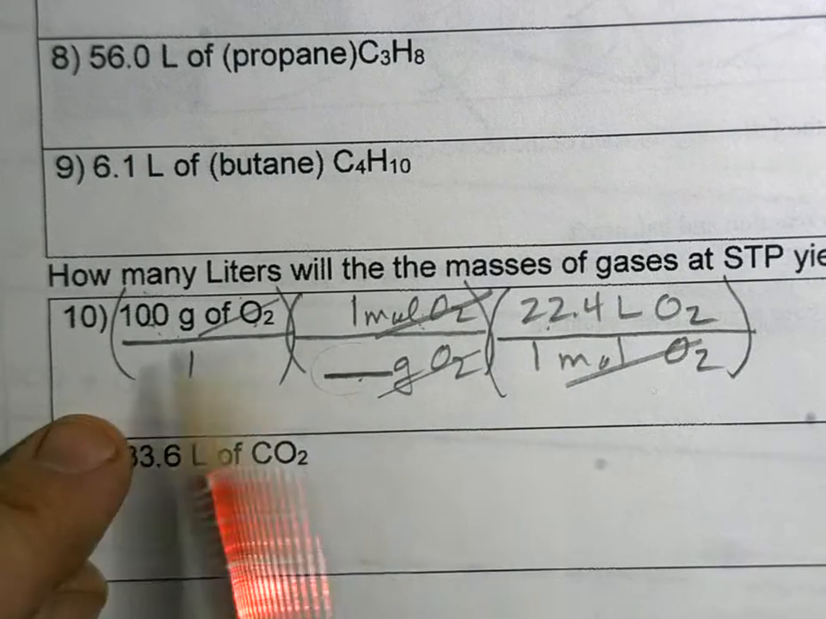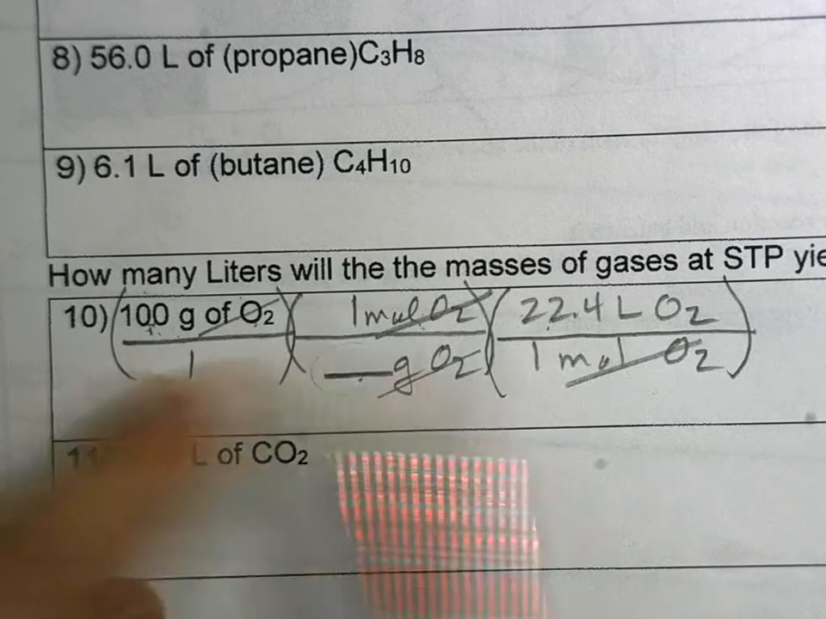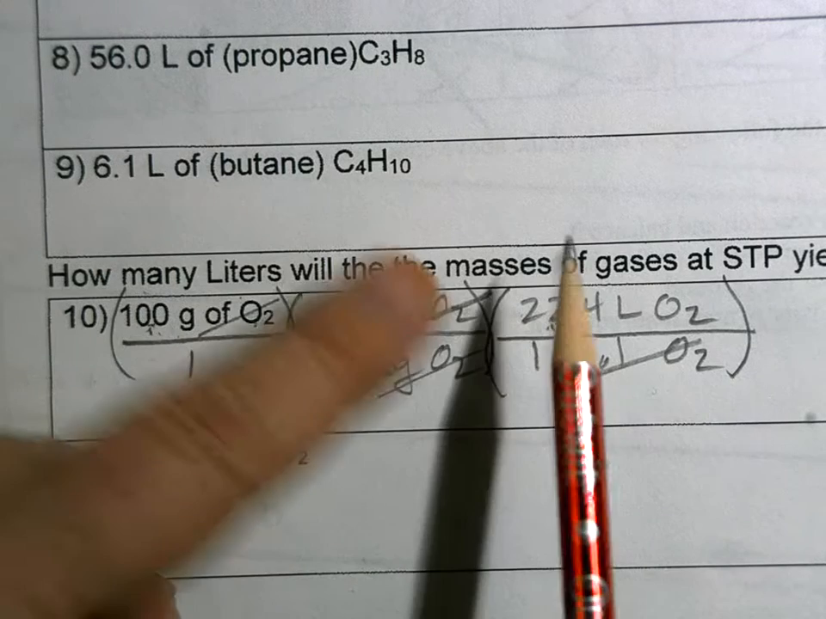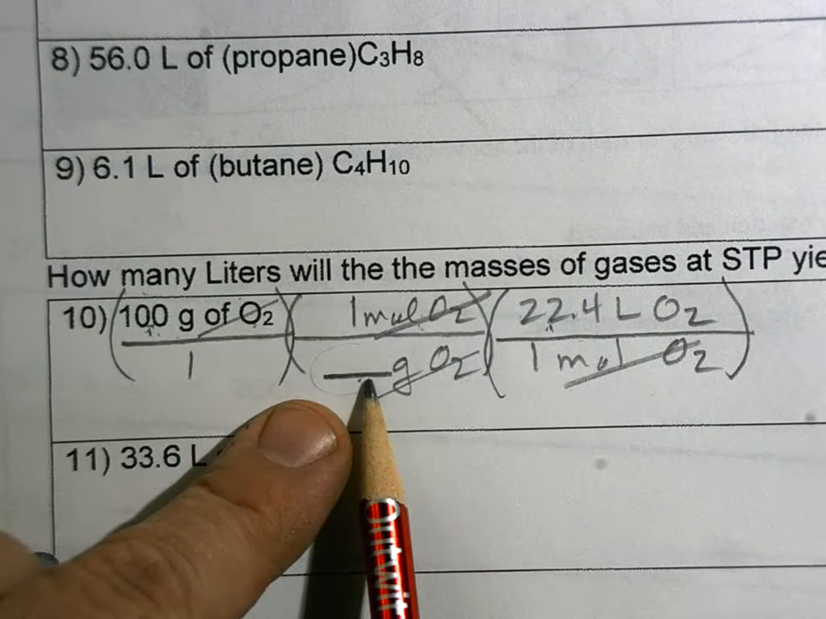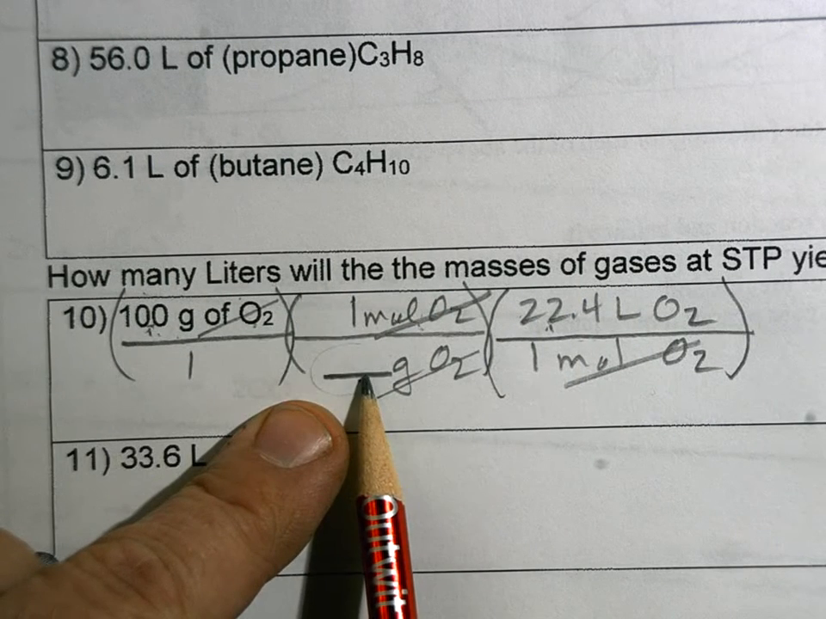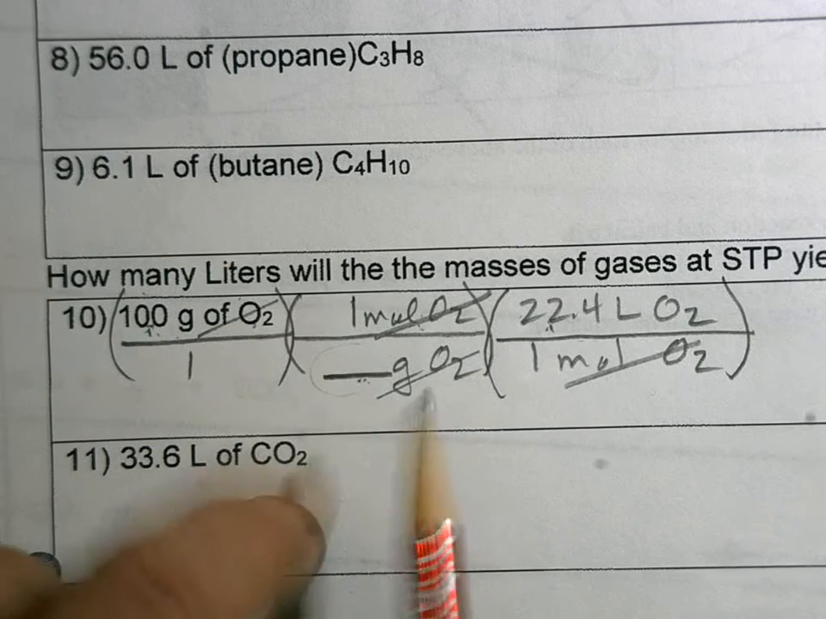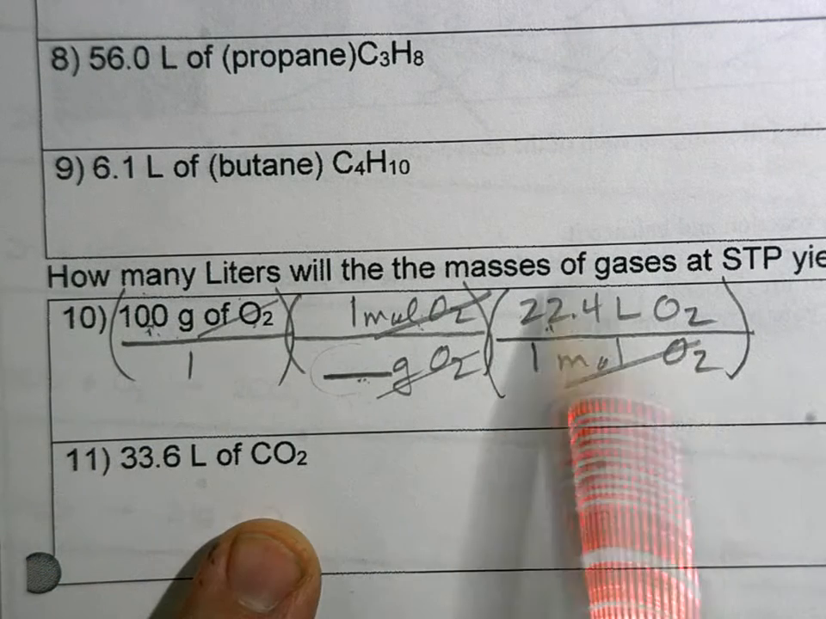But I do want you to get used to 100 times 22.4. Don't hit equals, hit divide, whatever the number is for the molar mass, and then you can hit equals. And you can do that all in one calculator action.